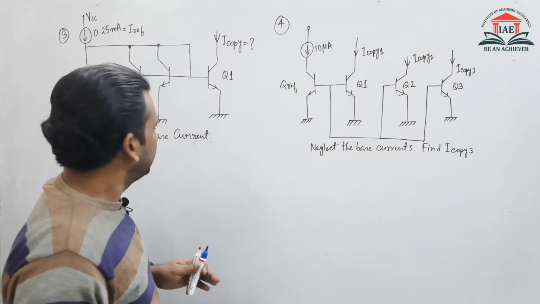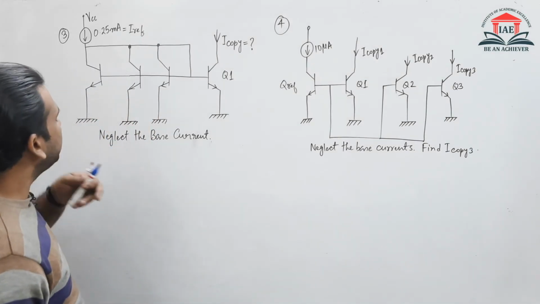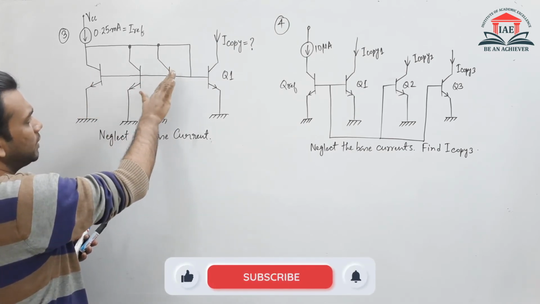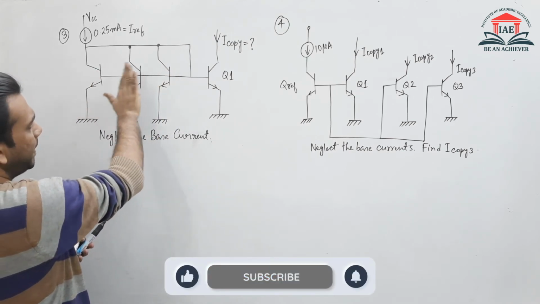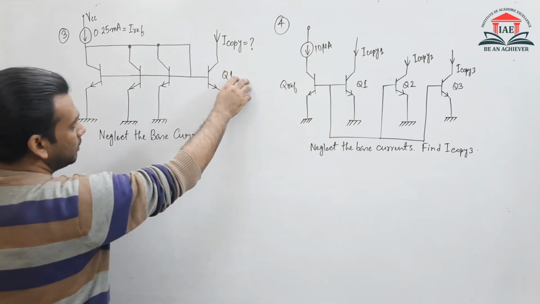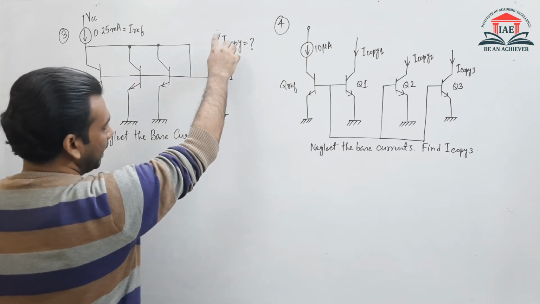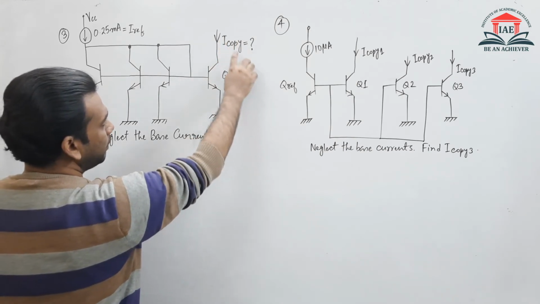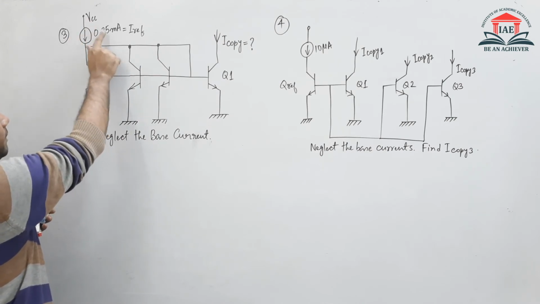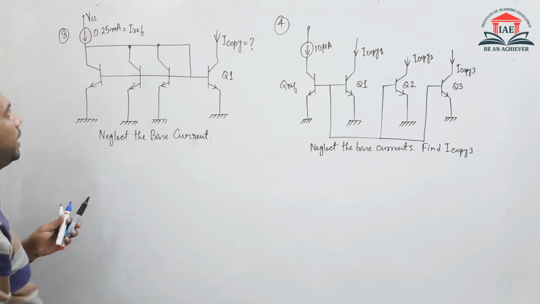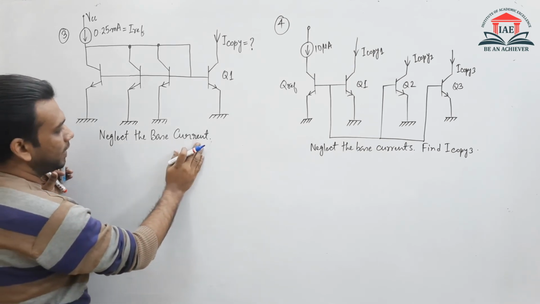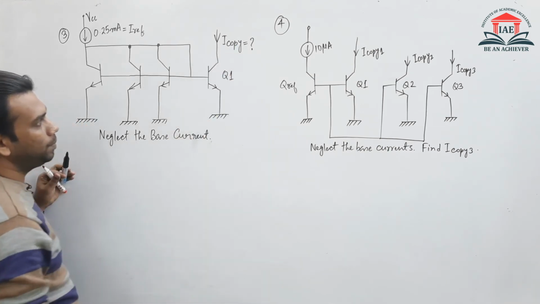Now let us take numerical number 3. In this numerical number 3 you can see there are 3 transistors, they are connected in parallel. And there is a transistor Q1. The current flowing through the collector of the transistor Q1 is I copy and the VCC is connected, and here the I reference value is given as 0.25 milliampere. So neglect the base current and find the value of I copy.